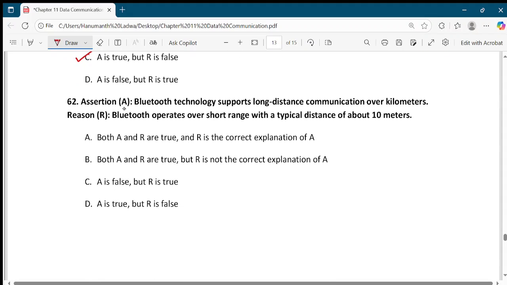Question number 62. Assertion A. Bluetooth technology supports long distance communication over kilometers. No, this is false. Reason R: Bluetooth operates over short range with a typical distance of about 10 meters. Yes, this is true. Here you can observe we have option C, A is false, but R is true is the right answer.